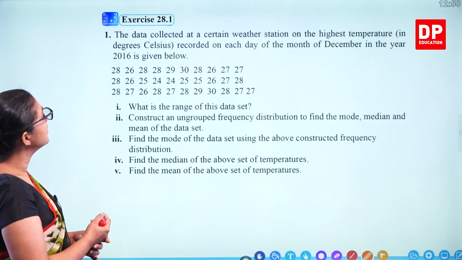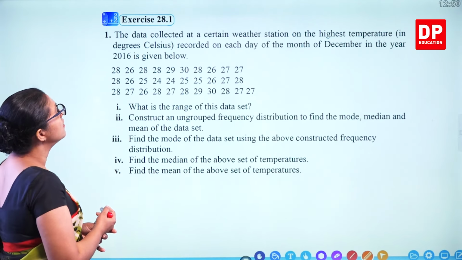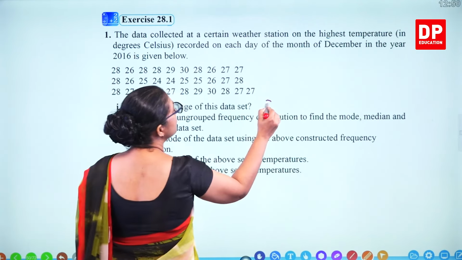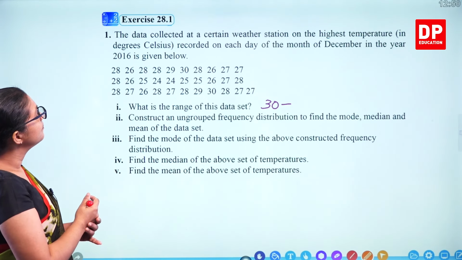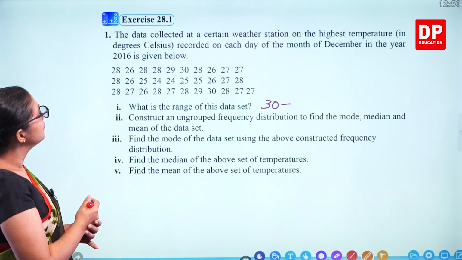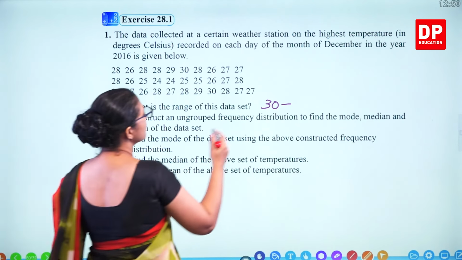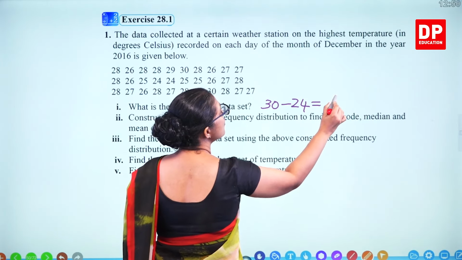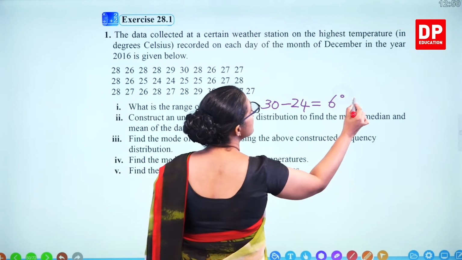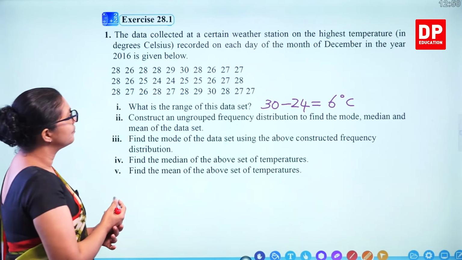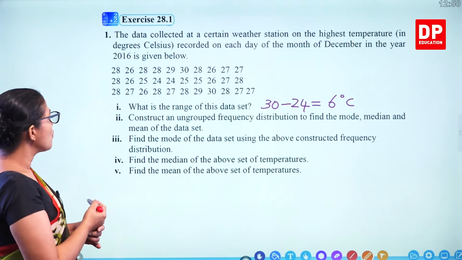What's the highest? 30 is the highest number. Lowest number? 20. 24. So when you subtract, you get 6. 6 is the range. So 6 Celsius. Construct an ungrouped frequency distribution. So we'll try to construct.